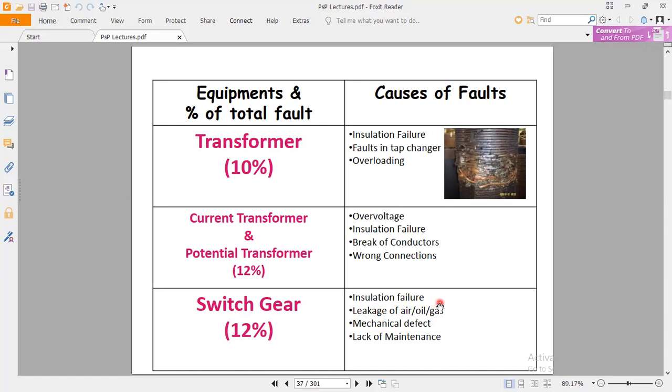So if you insulate a particular conductor, coil and other things, you need to be very careful about its insulation, because insulation failure most of the time plays a vital role as a cause of faults in most of the network circuits in a power system. Leakage of air, oil and gas in switchgear, mechanical defects, and lack of maintenance are also causes of faults.